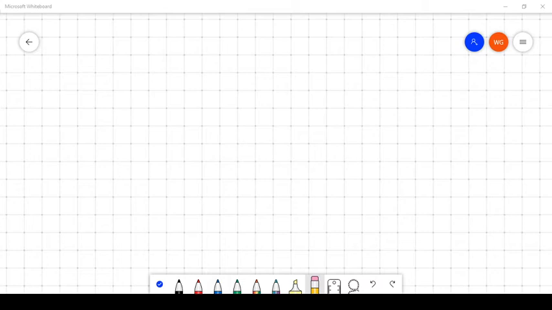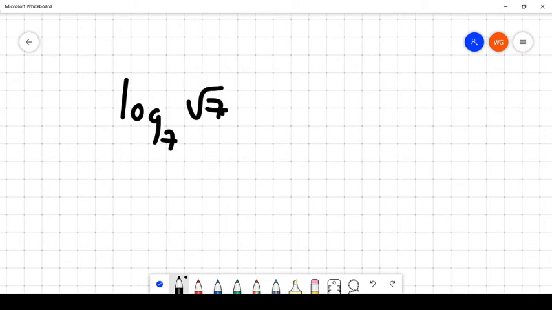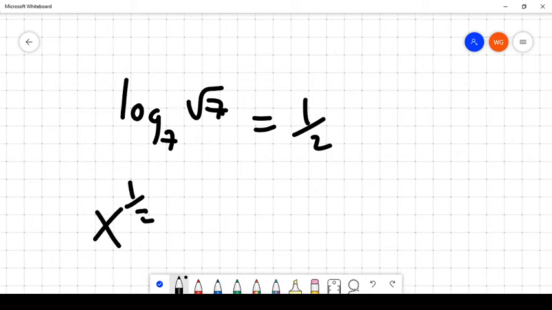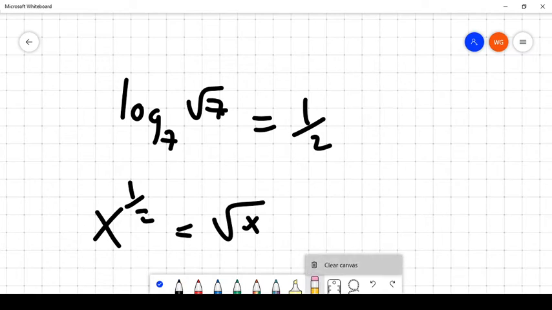Let's go back and now let's think of another question we might see. Well, how about if we saw something like this, log base 7 root 7. Evaluate log base 7 root 7. So you could just look at this and say, well, this means 7 raised to what power equals square root of 7? And the answer is 1/2, because 7 to the power of 1/2 is equal to the square root of 7. Remember that x to the power of 1/2 is equivalent to the square root of x. Those are equivalent statements.